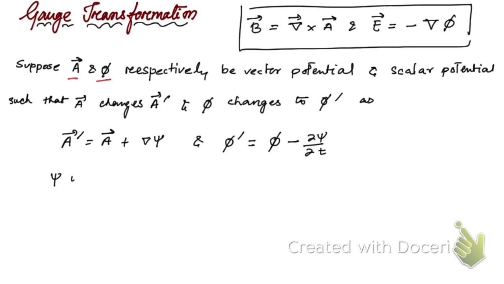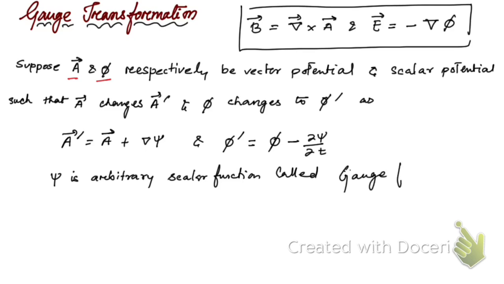Here psi is any arbitrary scalar function called the Gauss function, right? Now you see, let me take this as equation number 1 and this as equation number 2, right?